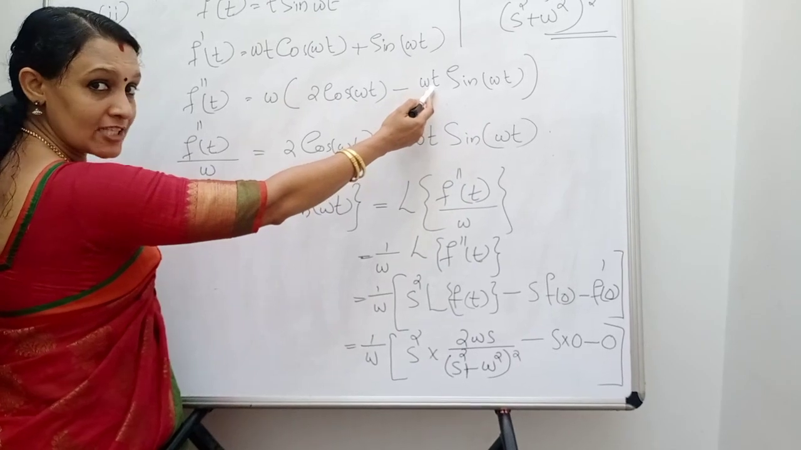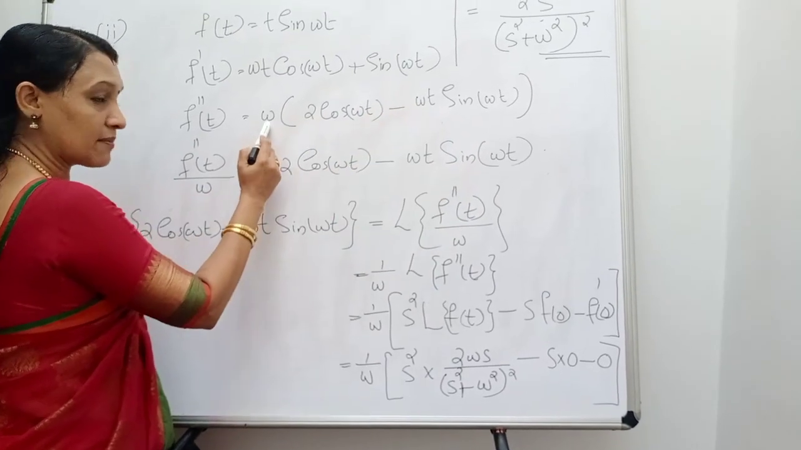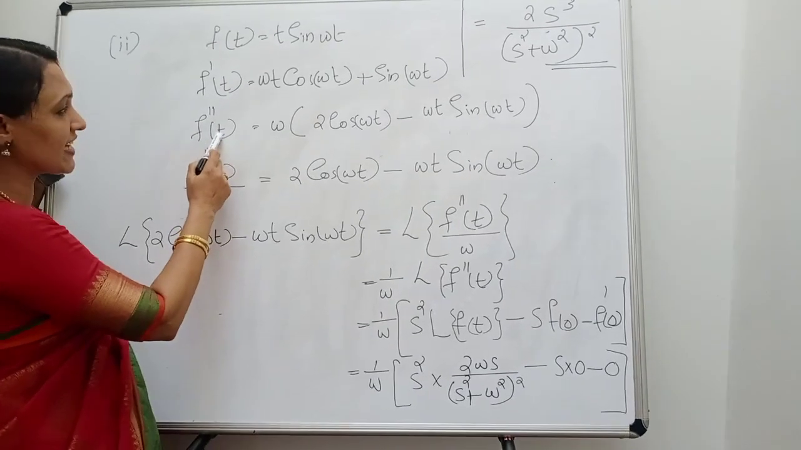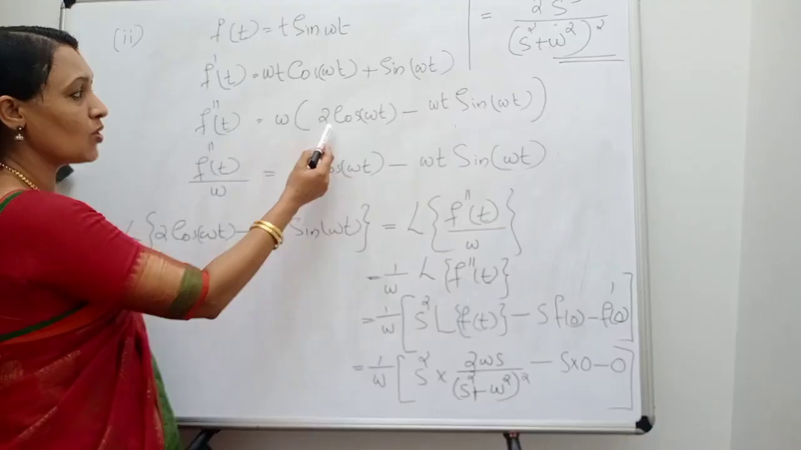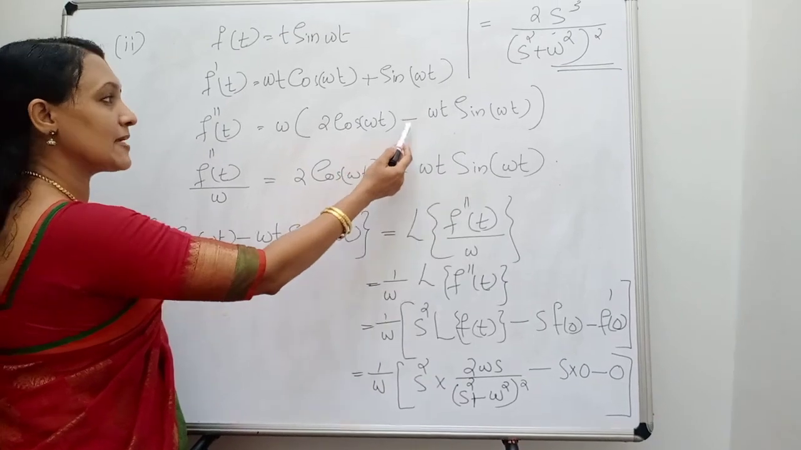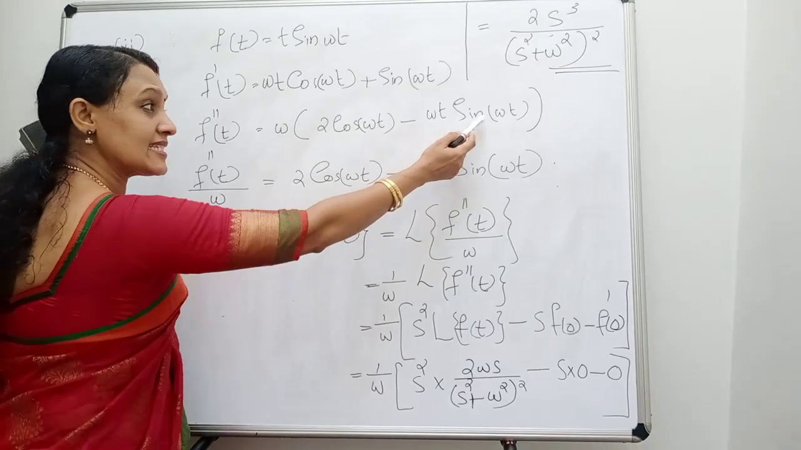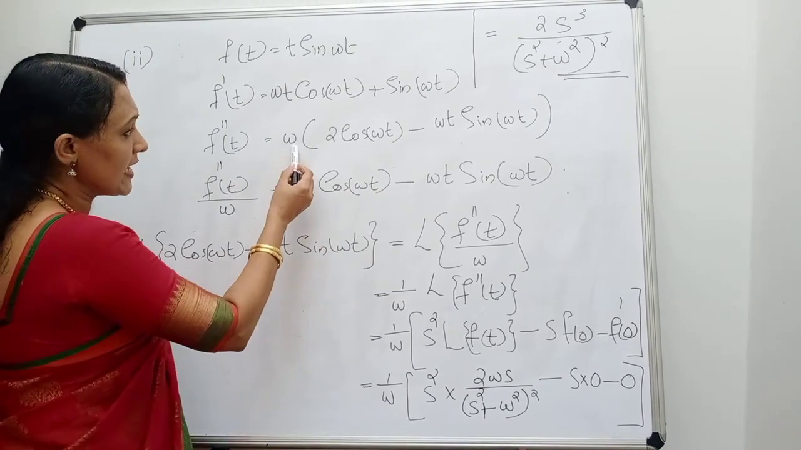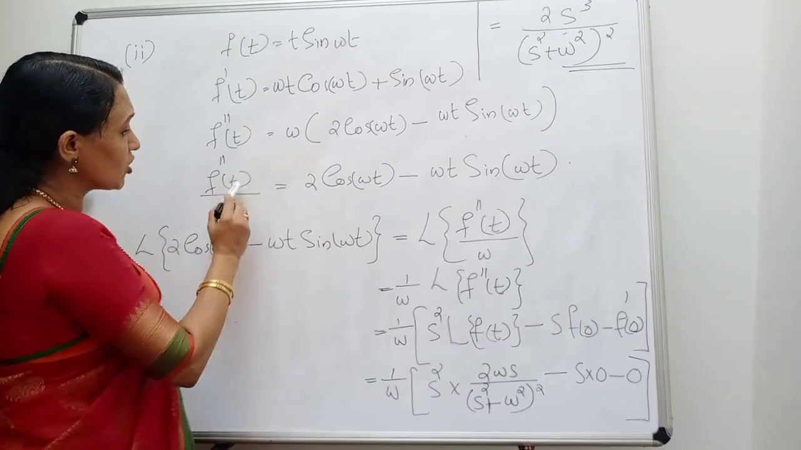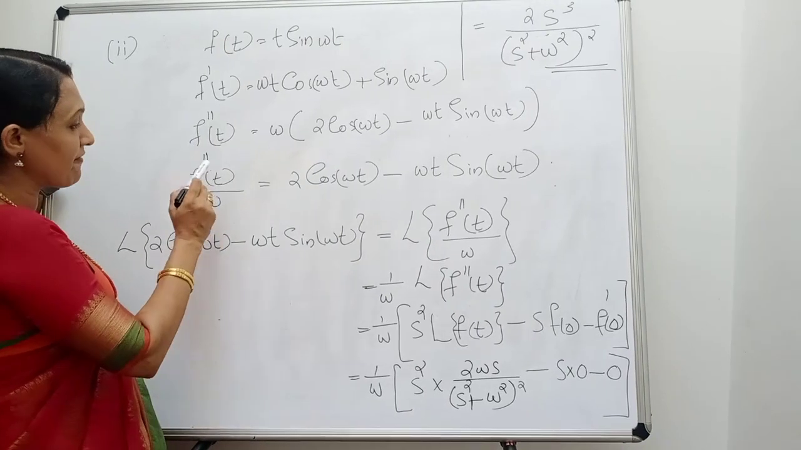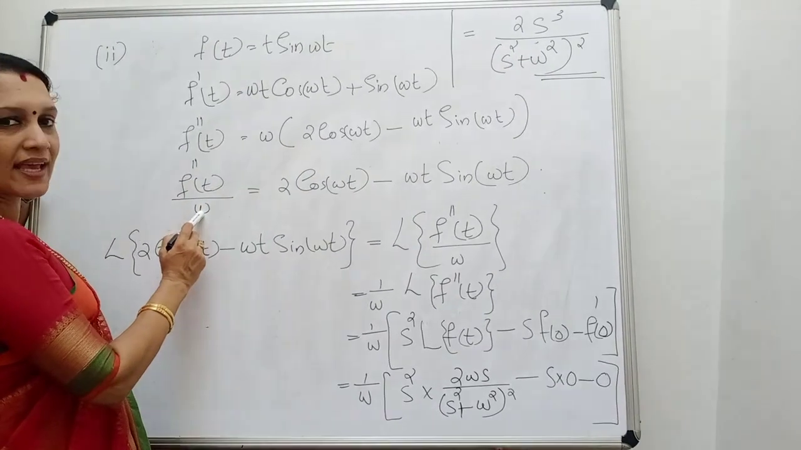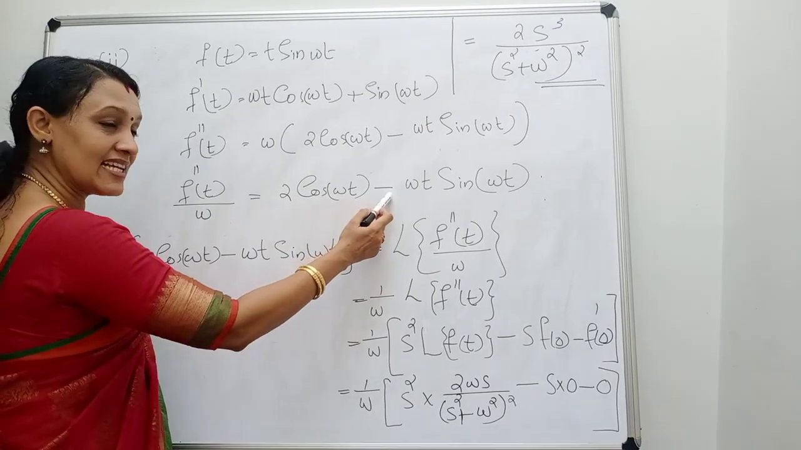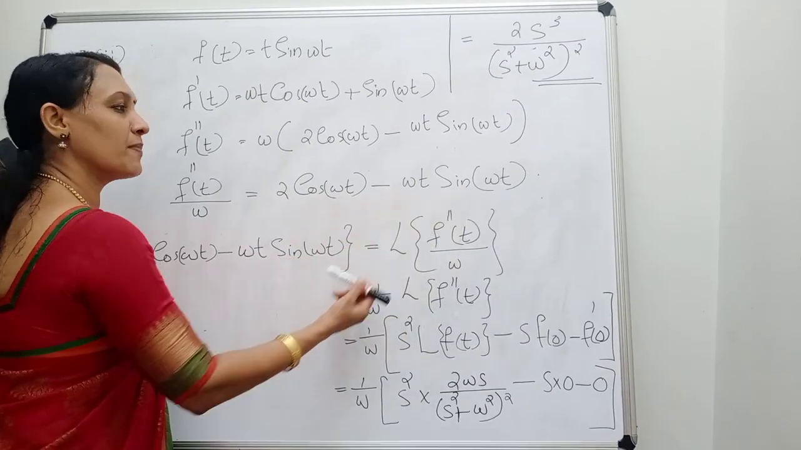Here it is omega square and here omega. So omega can be taken outside. So f double dash t is omega into 2 cos omega t plus omega t sin omega t. Okay, this is the second derivative. Now this omega can be taken to LHS. So f double dash t by omega is equal to 2 cos omega t minus omega t sin omega t.